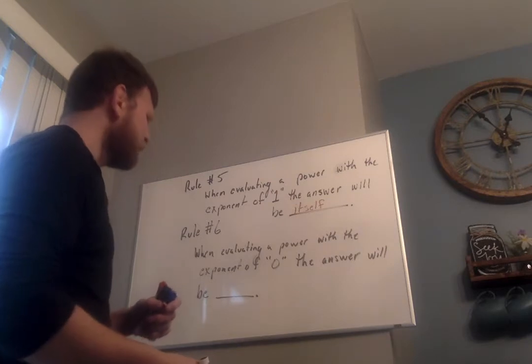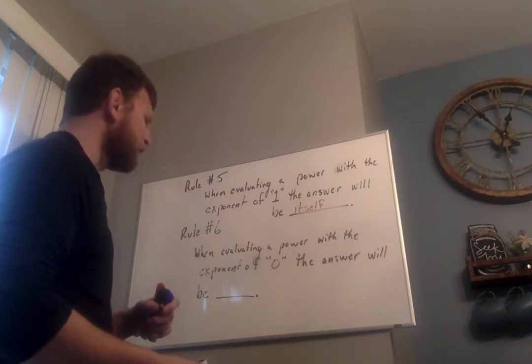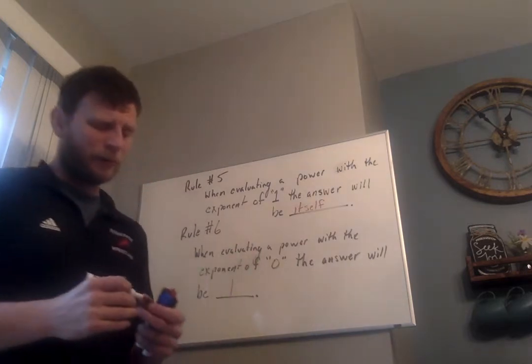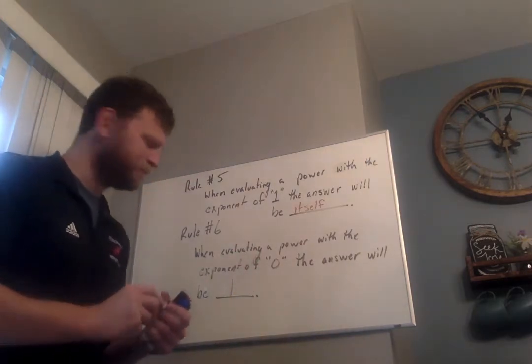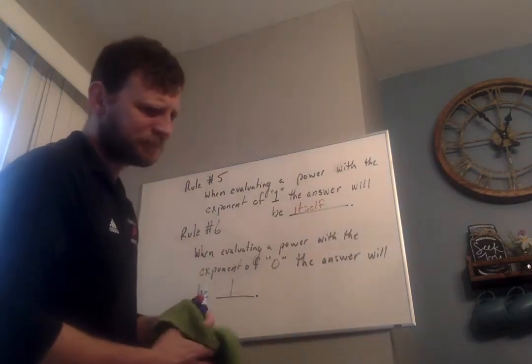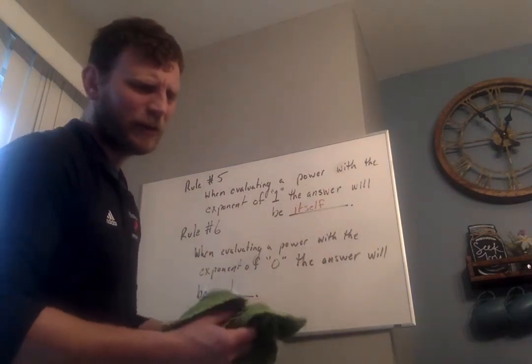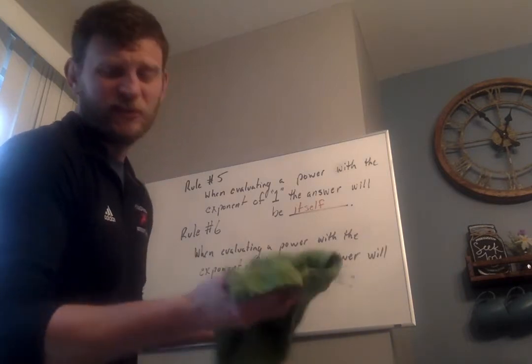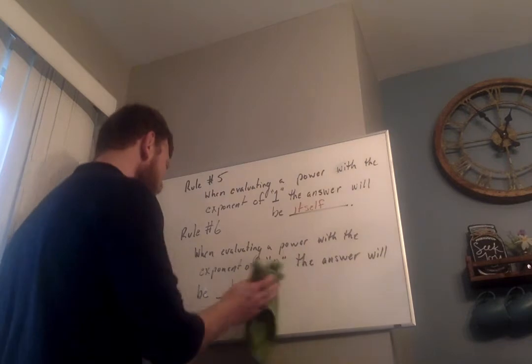It says, when evaluating a power with the exponent of 0, the answer will be 1. This is very important to me. You guys will like this, okay? And I'm not going to go over those examples because it's just 1 for each of them. So you guys can fill that in.